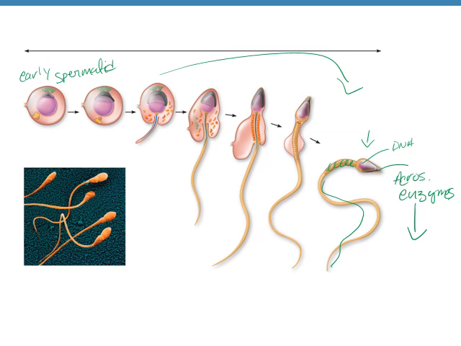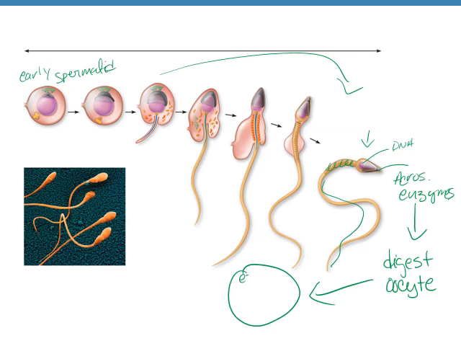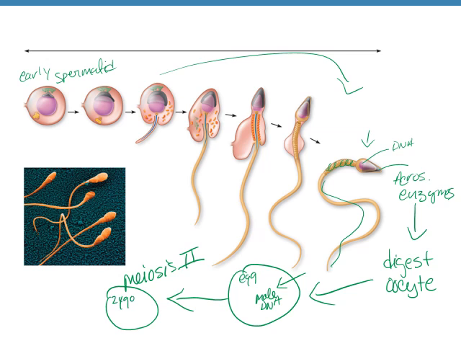So those acrosomal enzymes are what's going to digest through the outer layer of the oocyte. Because what's the whole point of this? What are we trying to do? We've got our egg, right? We've got our oocyte, and we're trying to deposit the male DNA into the egg so that we can finish meiosis 2, and we can have a zygote with 46 chromosomes if we're talking about a human, right?